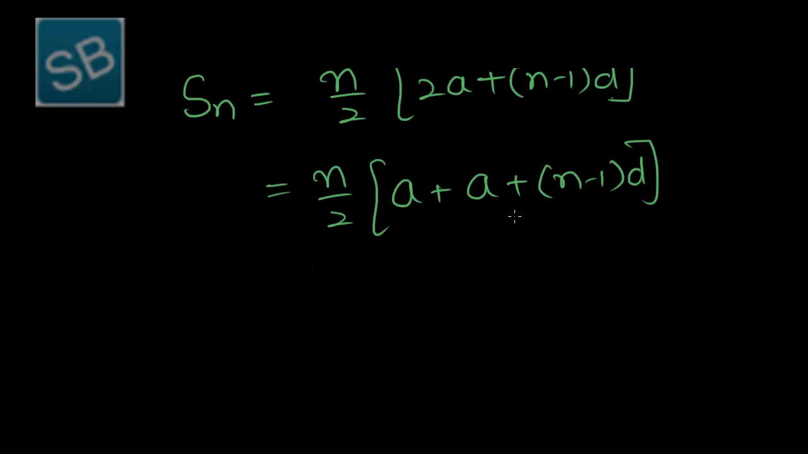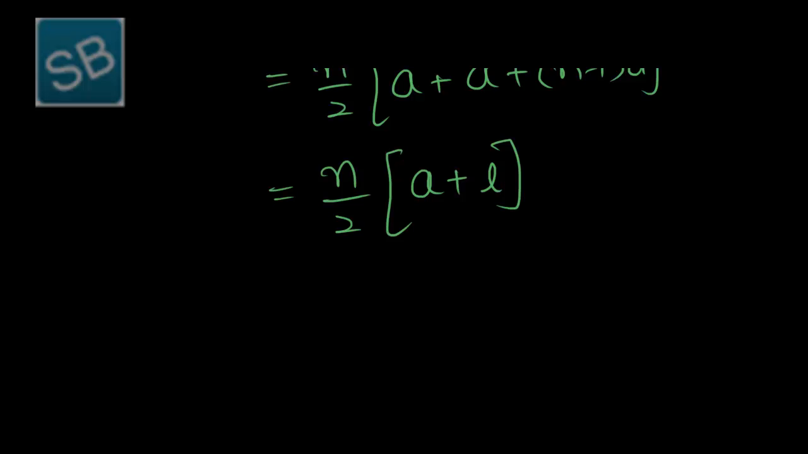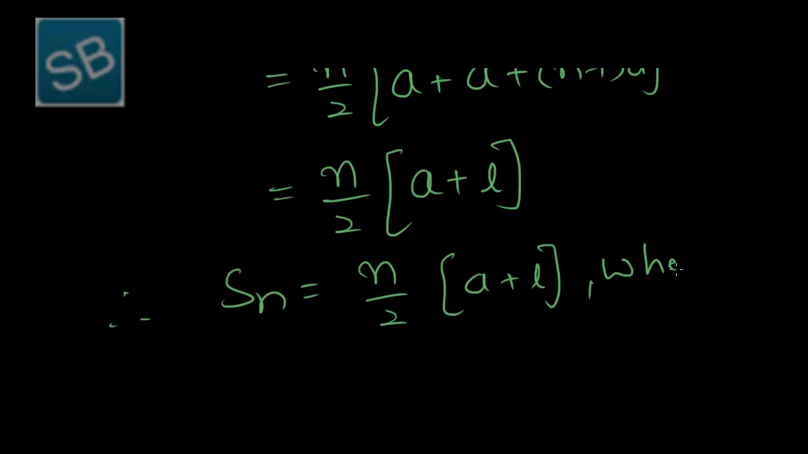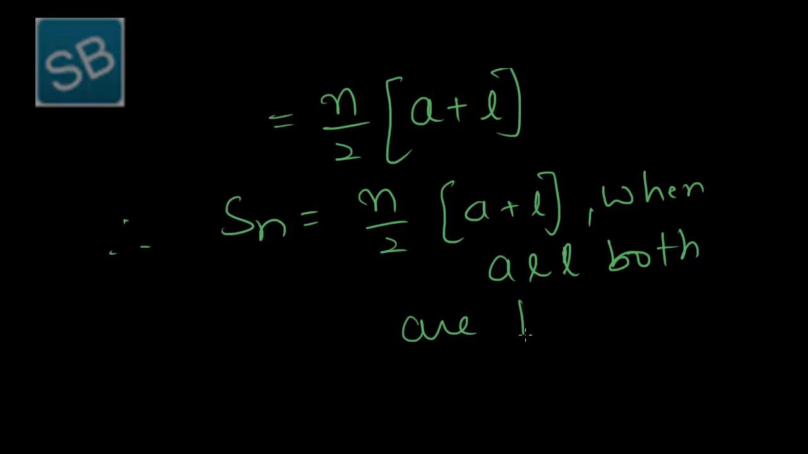So if we see, this is the Tn term. If there are n terms, then the Tn term will be the last term and we denote the last term by L. So it becomes a plus L. So this is the other expression of the sum of n terms. Therefore, the sum of n terms is n by 2 into a plus L, when a and L both are known. So these are two expressions to find the sum of n terms of an AP.